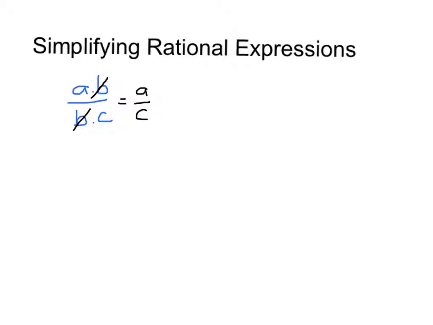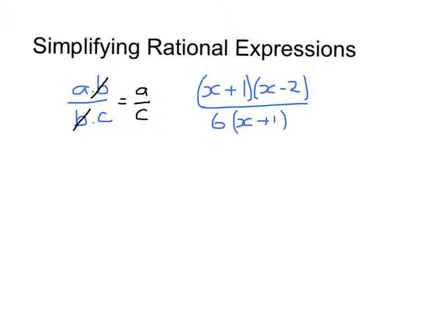So another example, I have two factors on the top. I've got x plus 1 and x minus 2. Those are two brackets. Each bracket is a factor because they multiply together. Factors are two numbers or two terms that multiply together. So I've got one bracket multiplied by another bracket on the top, and I've got a 6 and x plus 1 on the bottom. I've got two factors on the bottom. 6 is a factor and x plus 1 is a factor.